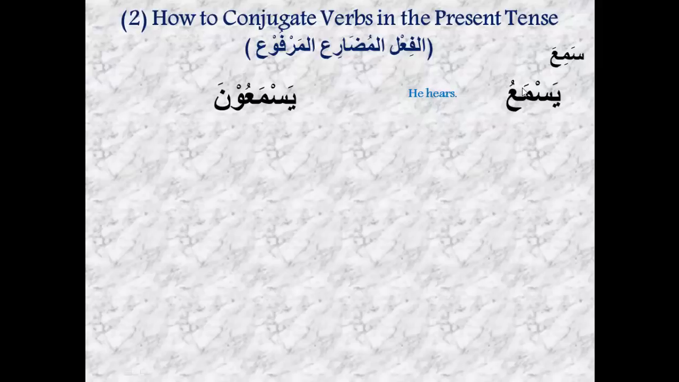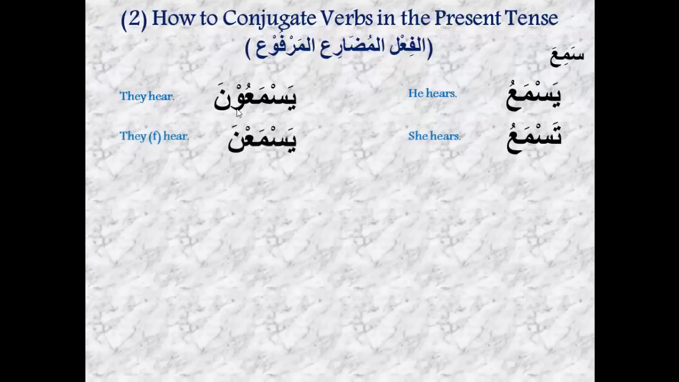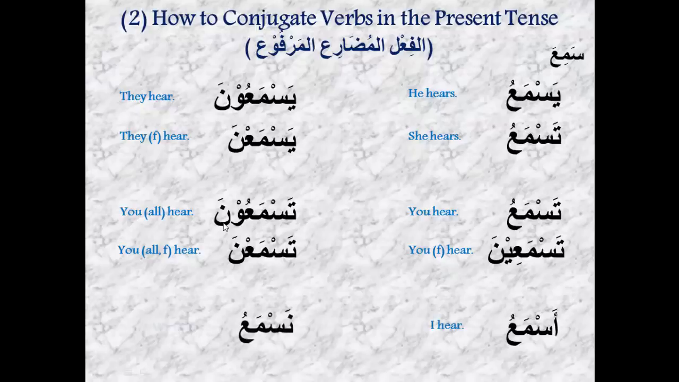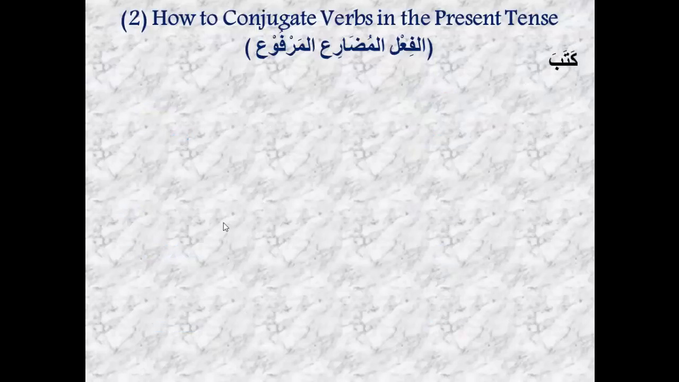Hum yasma'una. They hear. Again, we've added una to the end. That tells you it's plural. Hiya, she hears. Hiya tasma'u. They, female, all feminine, hear. Yasma'na. You hear. Tasma'u. You all hear. Tasma'una. Have the una ending for the plural designation. You hear for a singular feminine. Tasma'ina. And you all. Tasma'na. Ana asma'u. Nahnu nasma'u. We hear.